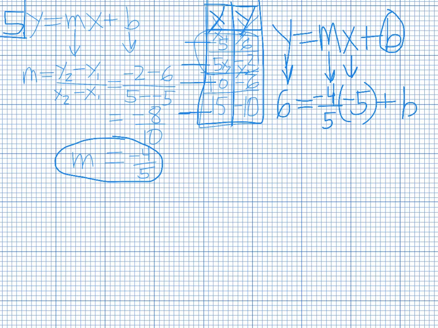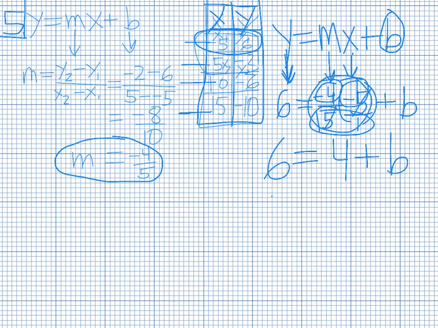But I can pick any one of these points. So I chose -5, 6. -5 went in for x, and 6 went in for y. And I'm going to solve it. First thing is multiplying. I'm going to put that over 1. Those are multiplying, so notice these will cross cancel. Gives you 1 and 1. So you got -4 times -1 is +4. On the bottom we have 1 times 1. So we now have 6 equals 4, +4, plus b.